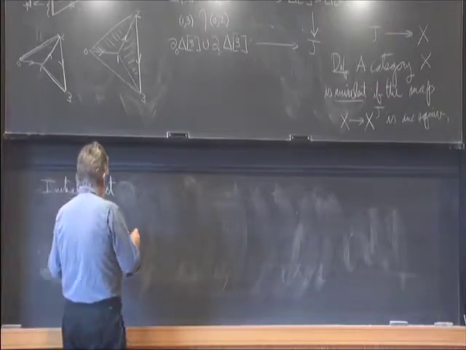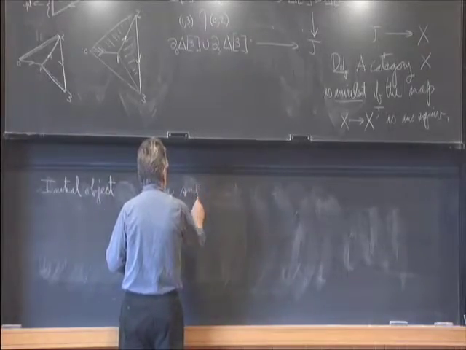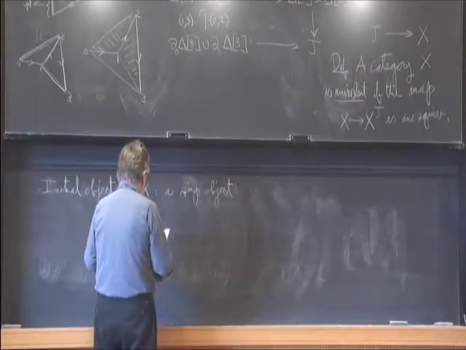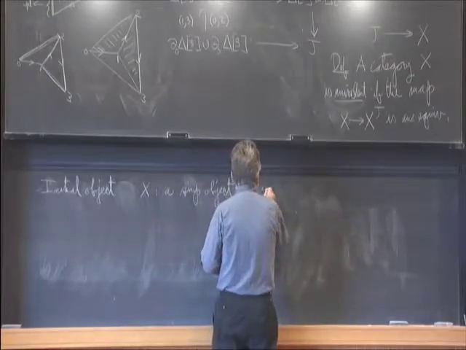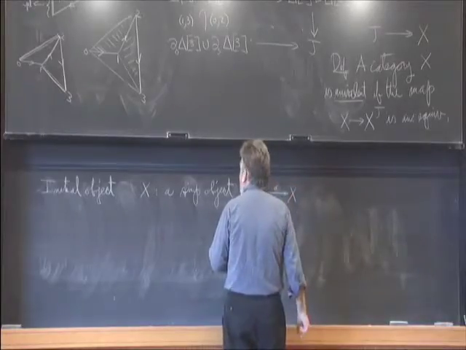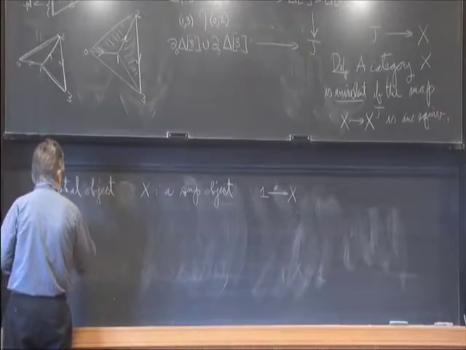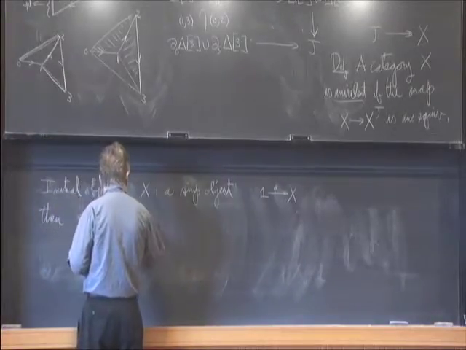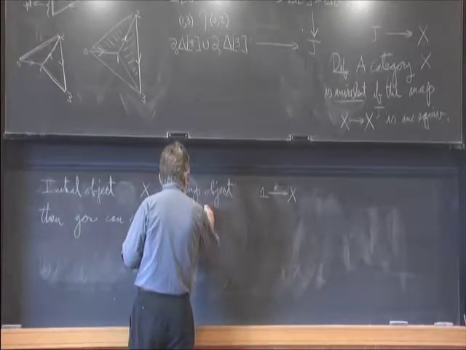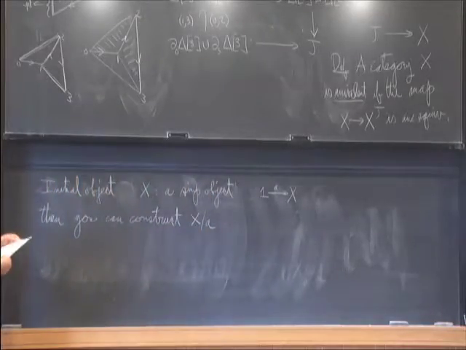So if X is a simplicial set, a simplicial object, and if you have a point A in X, then you can construct another simplicial object called X over A. And I will recall this construction.